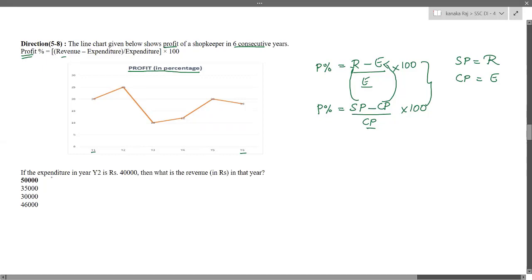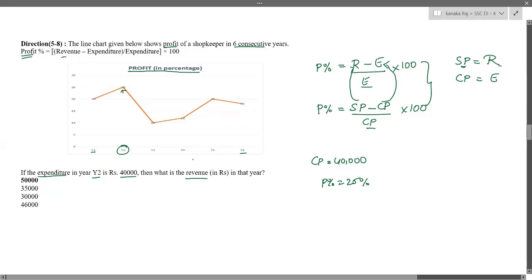So how to solve that? If expenditure in the year Y2 is 40,000, they've given us the cost price. Cost price is 40,000 for the year 2. Y2 is year 2. We know that profit percentage is 25%. So now what are they asking us to find out? They're asking us to find out the revenue, that is selling price.